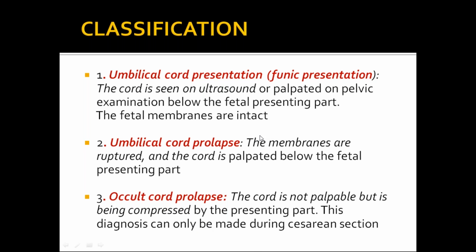Umbilical cord presentation. Here what will happen? The cord will come just below the presenting part, so that the cord can be palpated vaginally, and it can be diagnosed by ultrasound also. In umbilical cord prolapse, complete prolapse, here the membranes are ruptured and the cord is palpated below the presenting part.